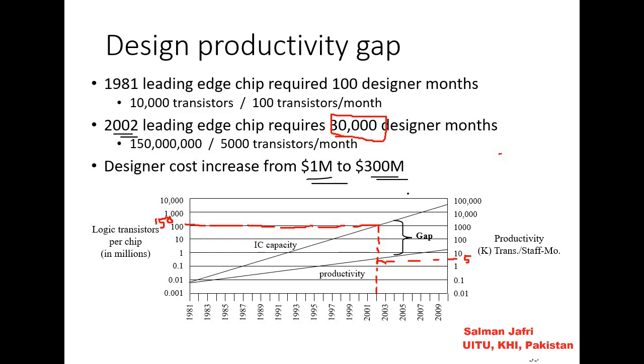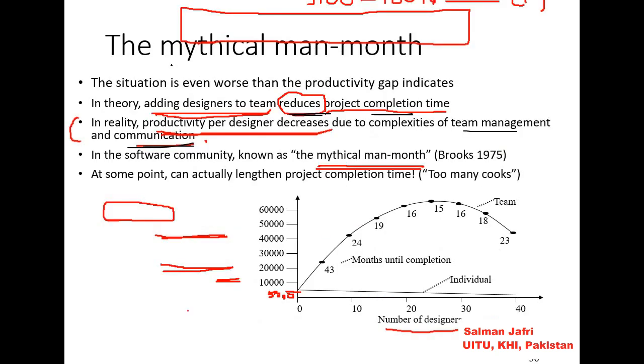Now after having the team of designers, we can have some calculations like this. This is the concept called the mythical man month. So we have a designer team that is designing an IC. In theory, adding designers to the team reduces project completion time or increases productivity, right? One designer can produce fewer transistors and more designers can produce more transistors. But in reality, productivity per designer decreases due to the complexities of team management and communication. So in order to communicate with the designers, you need a large team.